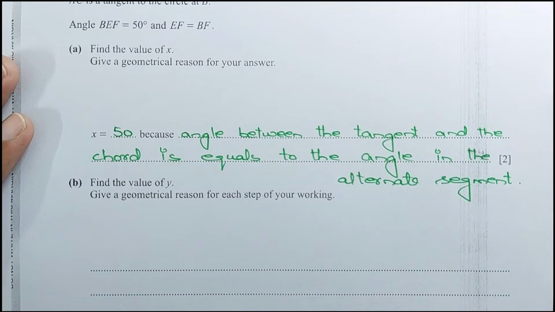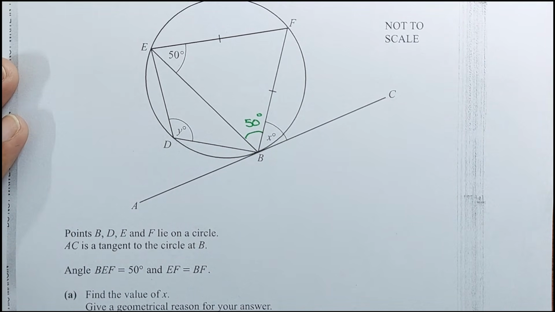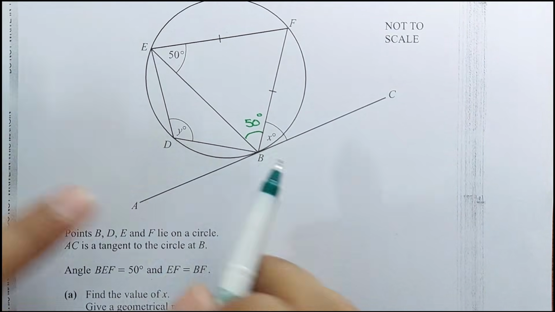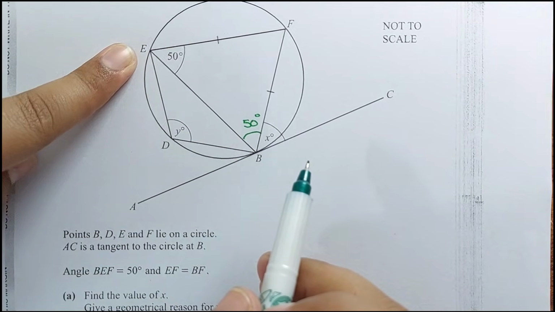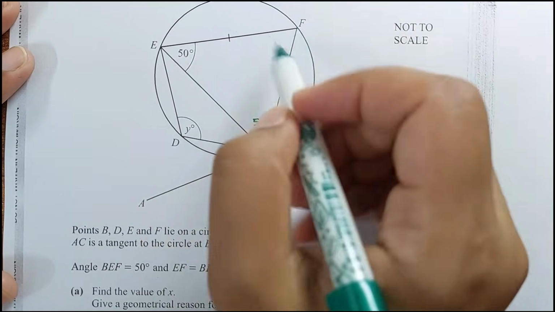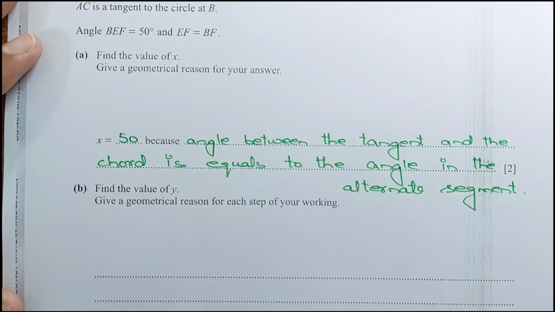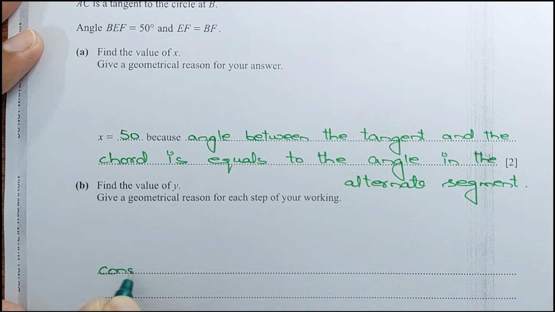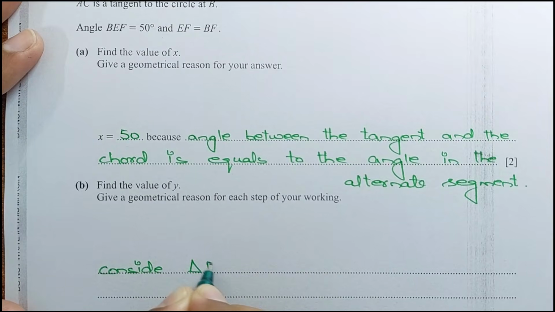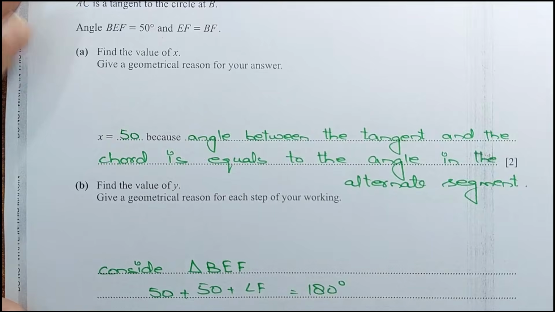Now for part B, find the value of y. Give a geometrical reason for each step of your working. Okay, here is y. All right. Okay. So if I consider this triangle B, E, and F, okay. As we know, these two angles are 50. We can easily get the third angle by using that the sum of all angles of a triangle adds up to 180, right? So we can say, consider triangle B, E, and F, right? Now the angle B 50 plus 50 plus angle F, this sum is equal to 180. All right.